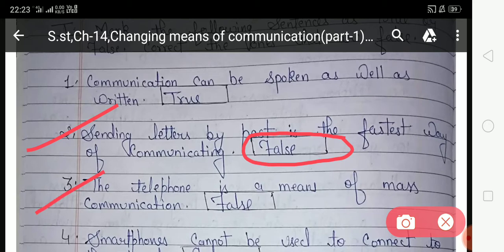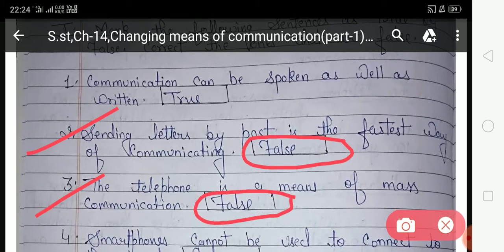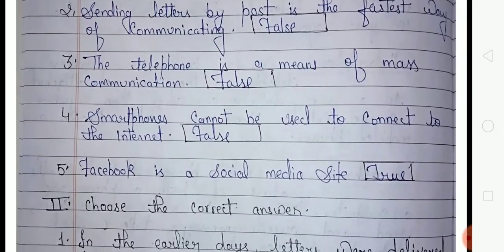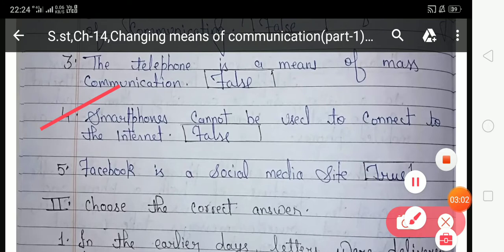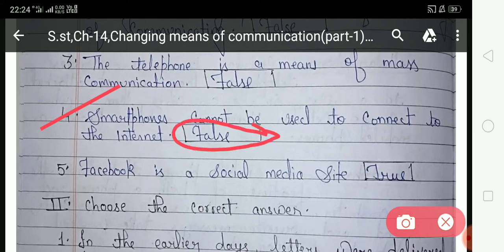Look at the third. The telephone is a means of mass communication. Is this statement right or wrong? This statement is wrong. So your answer will be false, and you have to write false in the given box. Now look at the fourth statement. Smartphones cannot be used to connect to the internet. Is this statement right or wrong? This statement is wrong, and you have to write false in the given box, and here false is already written.